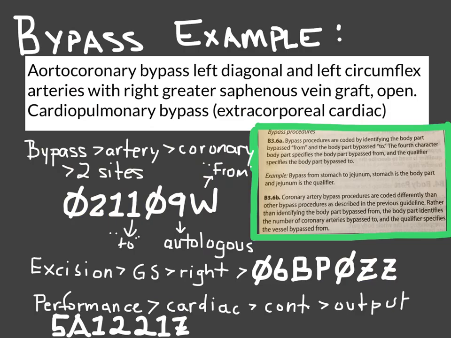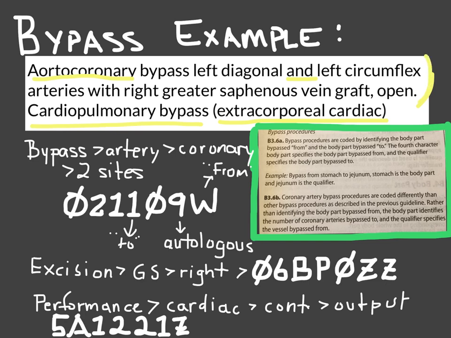Let's take a quick look and walk through one procedural statement together for this chapter. So here we have an aortocoronary bypass, left diagonal and left circumflex arteries with greater saphenous vein graft open. And in addition to that bypass procedure, we also have cardiopulmonary bypass, extracorporeal, cardiac. So let's stop here and take care of this section first.